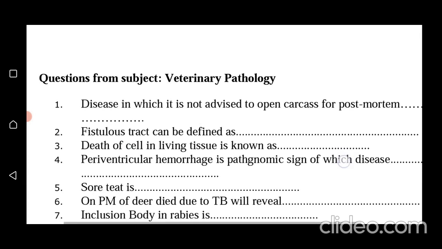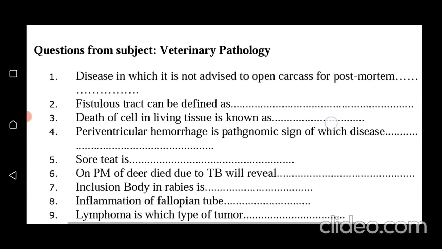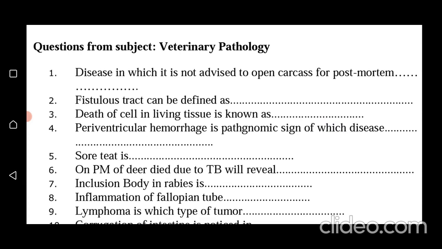On postmortem, deer that died due to tuberculosis will reveal swollen lymph nodes. Inclusion body in rabies is Negri bodies. Inflammation of fallopian tube is salpingitis. Lymphoma is a type of tumor.